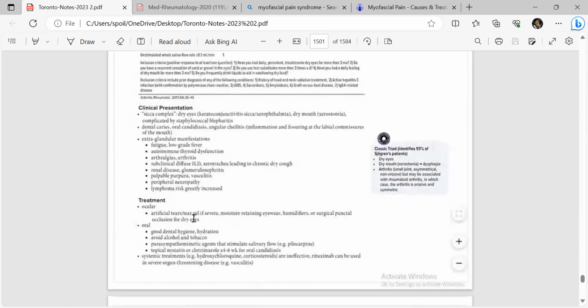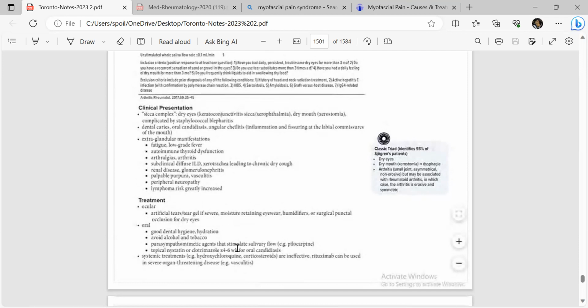Treatment for ocular: artificial tears, tear gel if severe, moisture retaining eyewear, humidifiers, or surgical punctal occlusion for dry eyes. Okay, artificial tears or gel, humidifiers, moisture retaining eyewear, and or surgical punctal occlusion for dry eyes. Oral: good dental hygiene, hydration, avoid alcohol and tobacco. Okay.